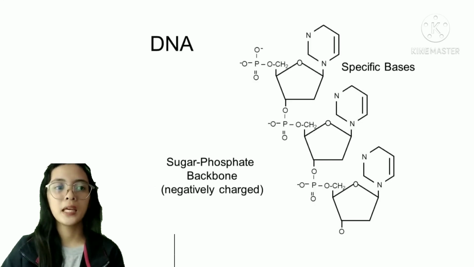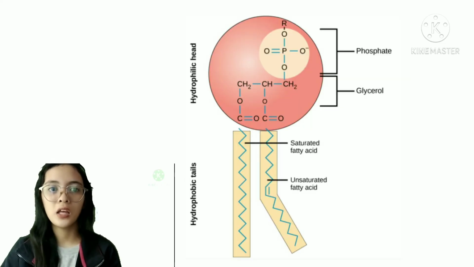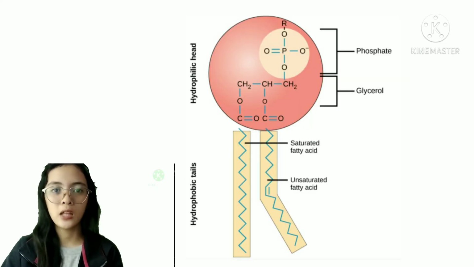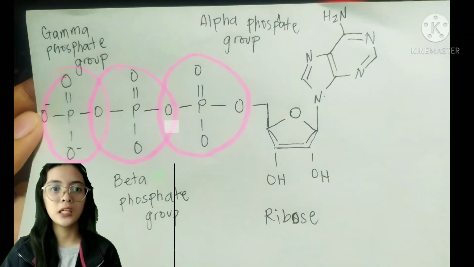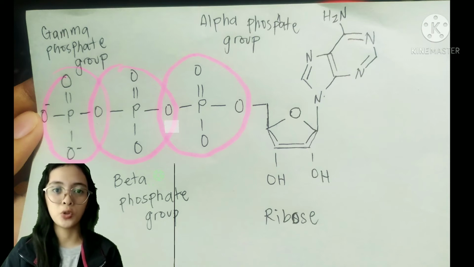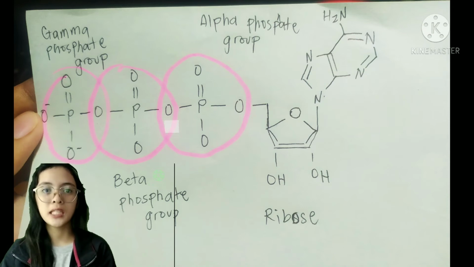Phosphate groups are incredibly important. Here are phosphate groups making up the backbone of DNA. Here are other phosphate groups in the head of a phospholipid, the key molecule in cell membranes. And here are the 3 phosphate groups in life's key energy molecule, ATP.